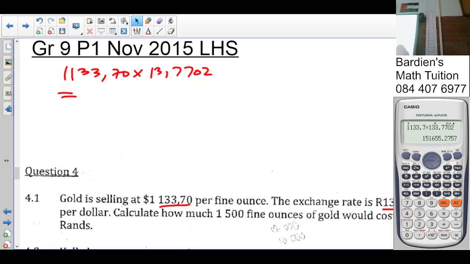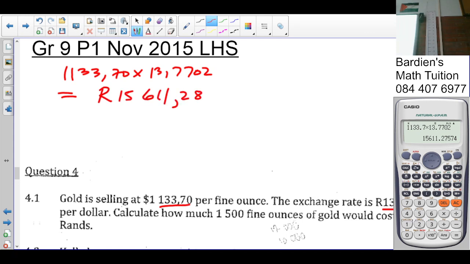You said 1 to 3 to 1. Oh. That number looks quite big. So it's 13.7702. Yes. Jeez. It makes more sense now. So it'll be 15,611 Rand and 28 cents per ounce of gold.